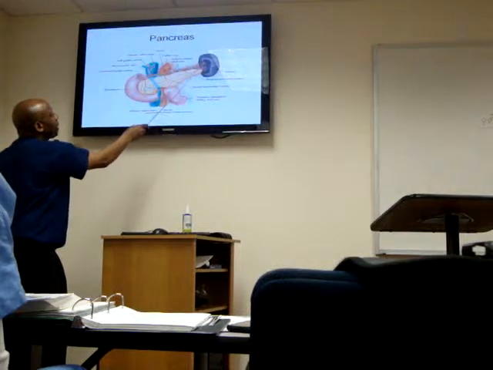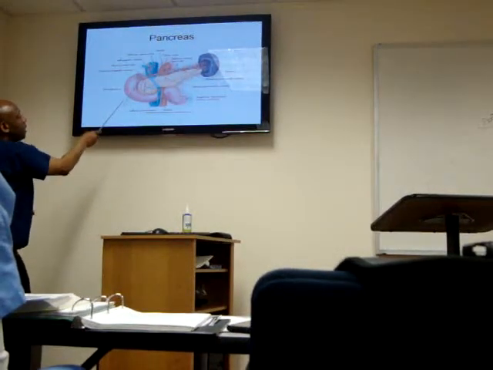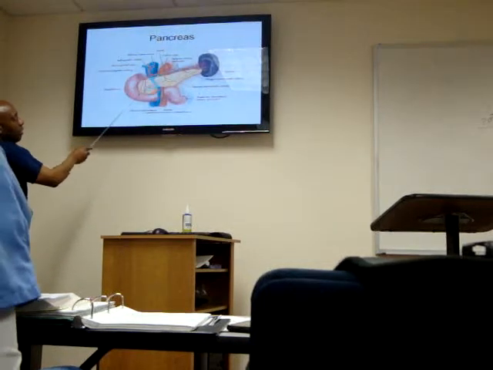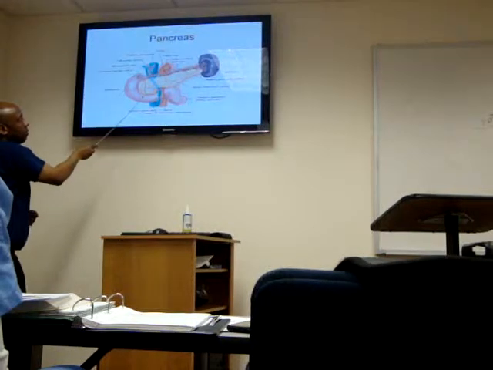Here's a view again showing the tail in contact with the spleen, and here is the head of the pancreas sitting in the lap of the duodenum. And when the duodenum has fluid, you can see the C loop with anechoic fluid.